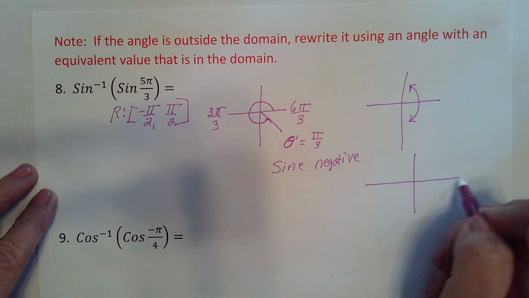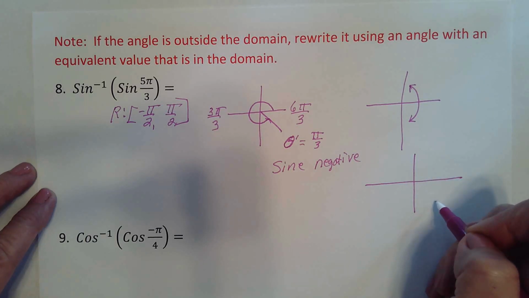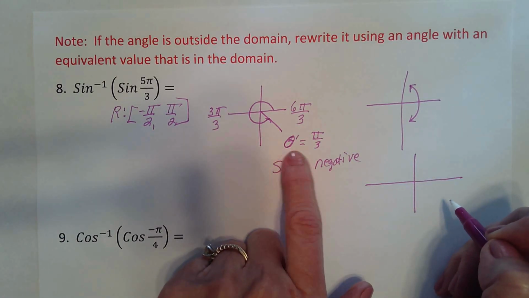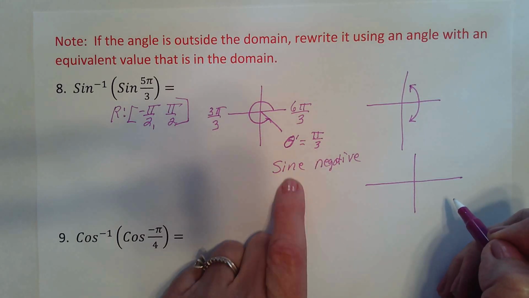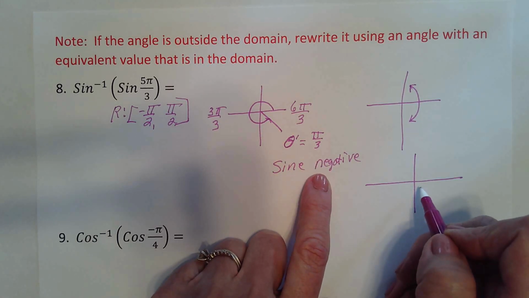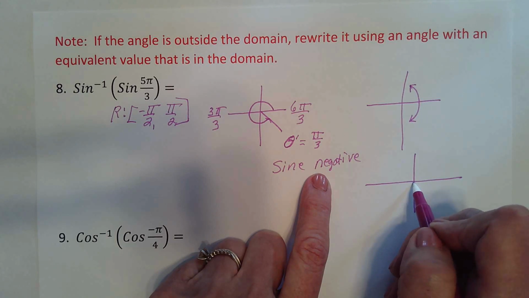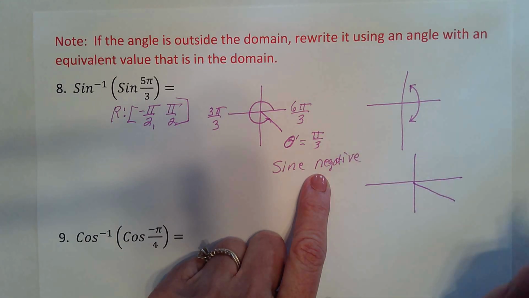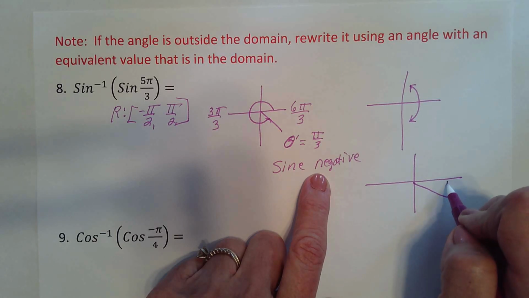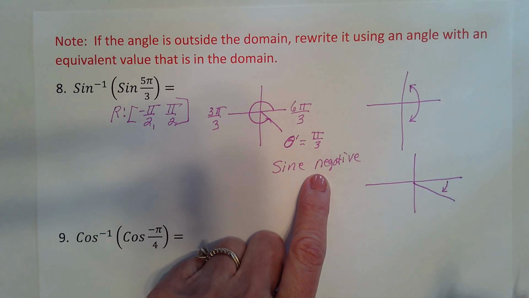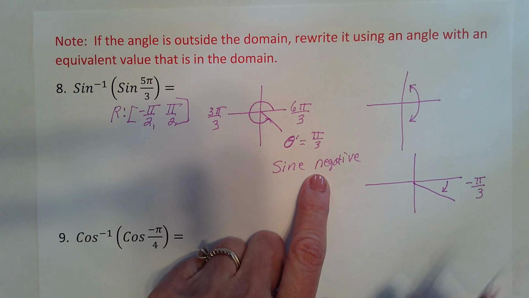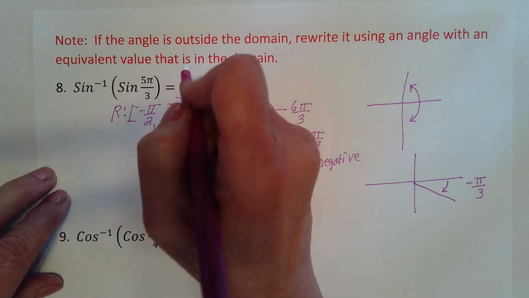Where is sine negative, and we have a reference angle of pi over 3? Well, for sine to be negative, it's going to have to fall in the fourth quadrant. It's going to have to fall here. And to have a reference angle of pi over 3, I'm going to go clockwise, and that's going to be a negative pi over 3 is what theta is.